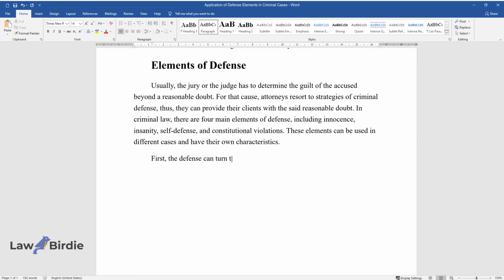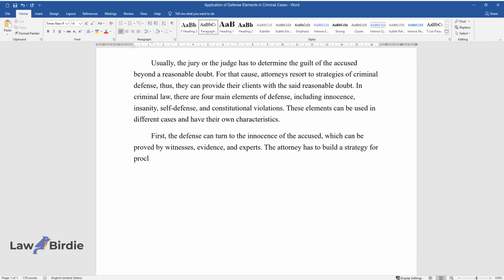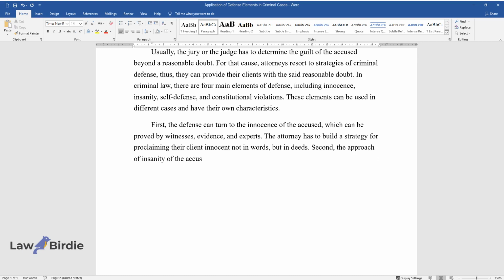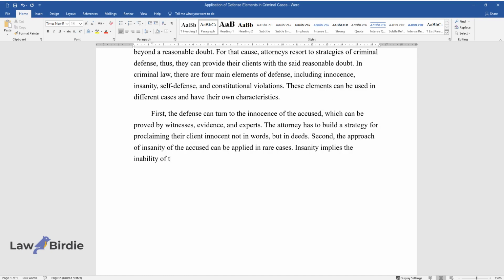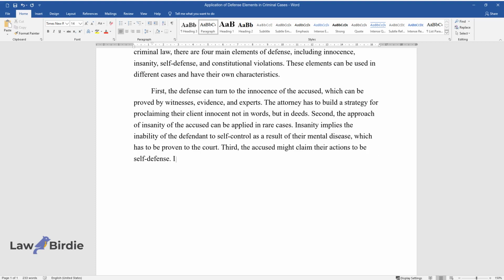First, the defense can turn to the innocence of the accused, which can be proved by witnesses, evidence, and experts. The attorney has to build a strategy for proclaiming their client innocent not in words, but in deeds. Second, the approach of insanity of the accused can be applied in rare cases. Insanity implies the inability of the defendant to self-control as a result of their mental disease, which has to be proven to the court. Third, the accused might claim their actions to be self-defense.